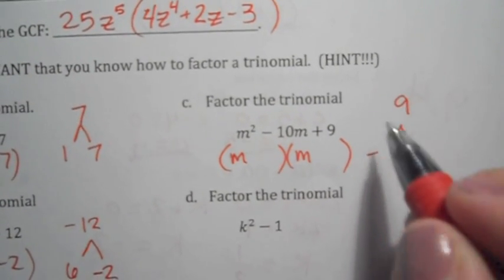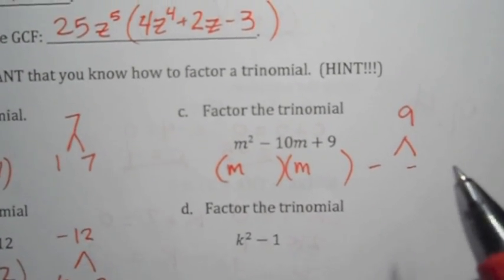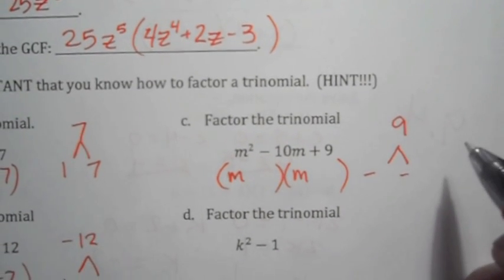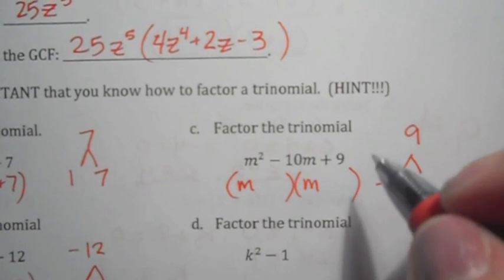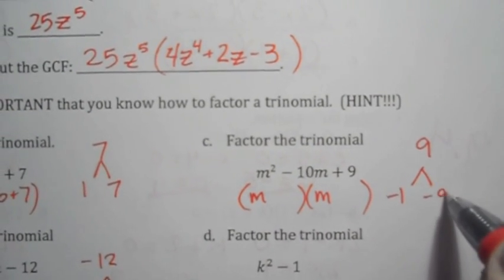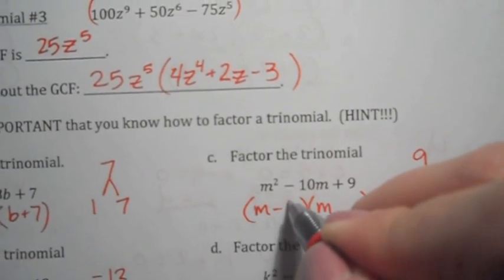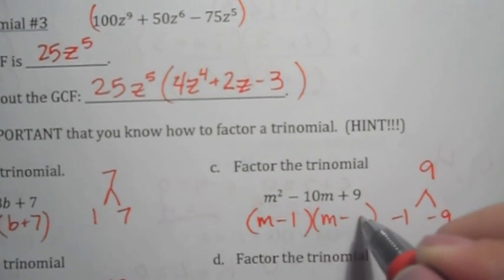So the only way to get 9, well, there's two ways. 3 and 3, or 1 and 9. Well, a negative 3 and a negative 3 is not going to make negative 10. But a negative 1 and a negative 9 will. So we know our factors are m minus 1 and m minus 9.